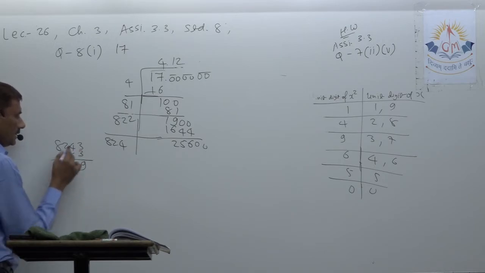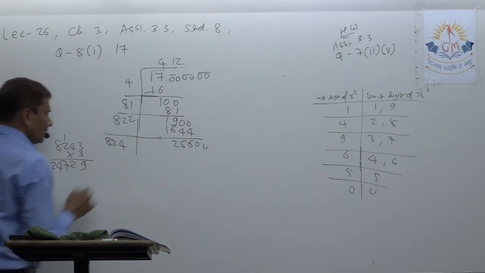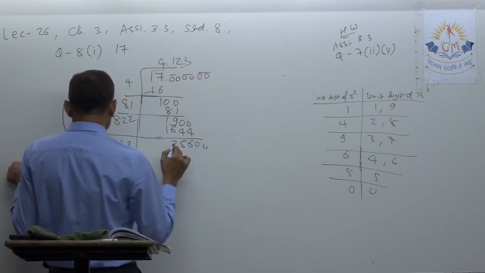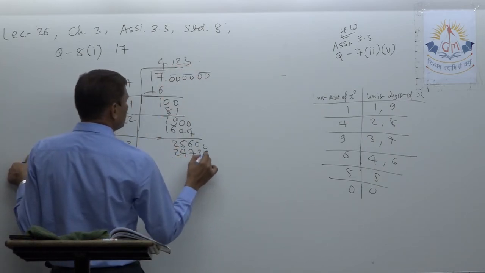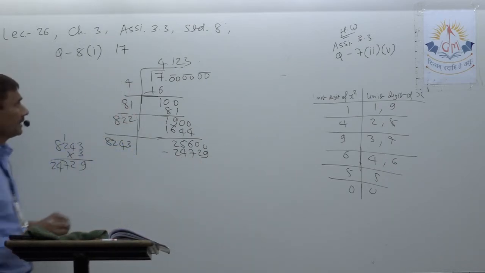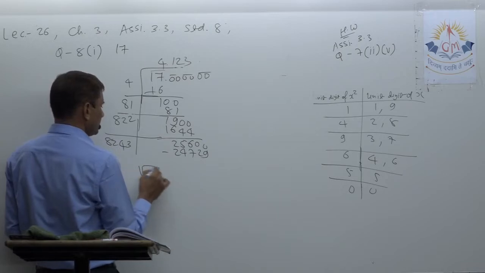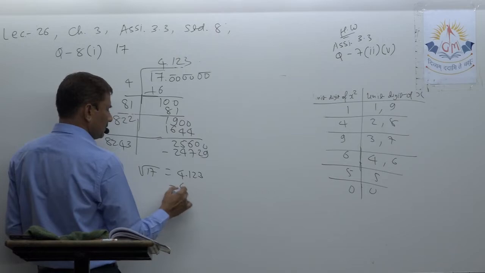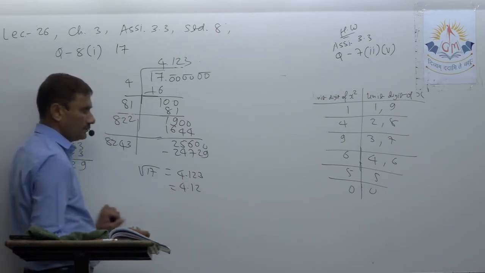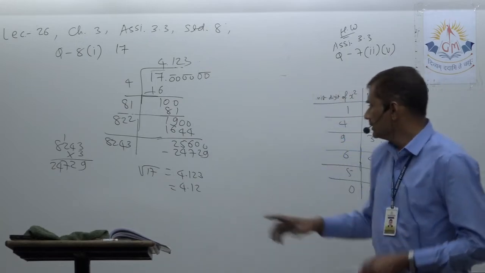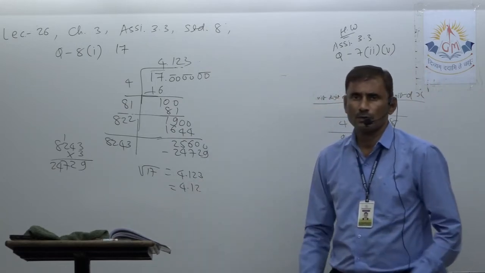3 3s are 9, 3 4s are 12, 3 2s are 6 plus 1 is 7, 8 3s are 24. So it's very close to that. 8 2 4 3 into 3, 2 4 7 2 9. Okay, whatever is left we are not going to subtract here. Now the answer is actually root 17 is 4.123, but if you want to write up to 2 decimal places, then it will be 4.12, because this number is less than 5. So we are not going to increase that digit by 1, not necessary.